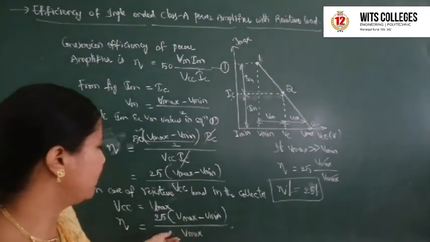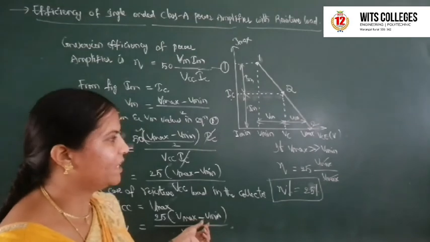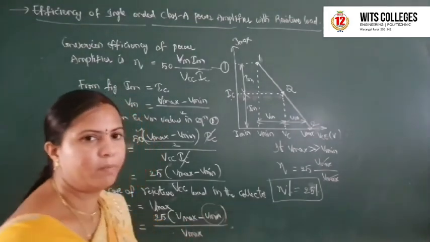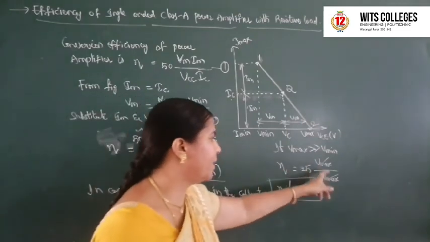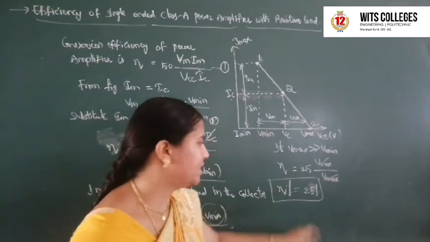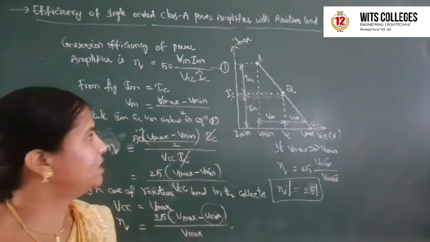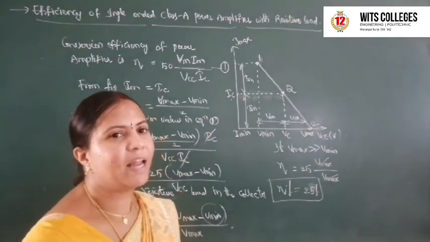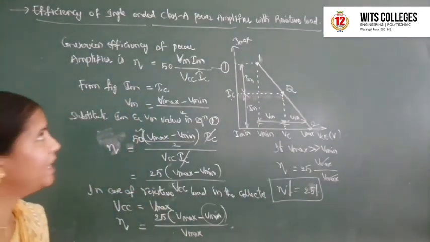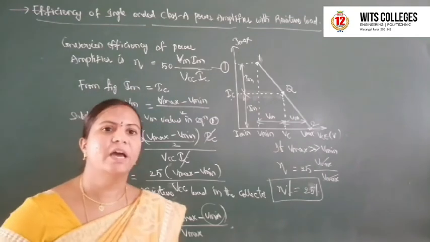In this equation, if the maximum voltage is much greater than Vmin, you will neglect the minimum voltage, and you will get 25 by Vmax into Vmax, which will get cancelled. You will get the efficiency as a percentage, which is 25%. So this is a low amount of efficiency for the class A power amplifier. This is the derivation of the efficiency of the single-ended class A power amplifier with resistive load.